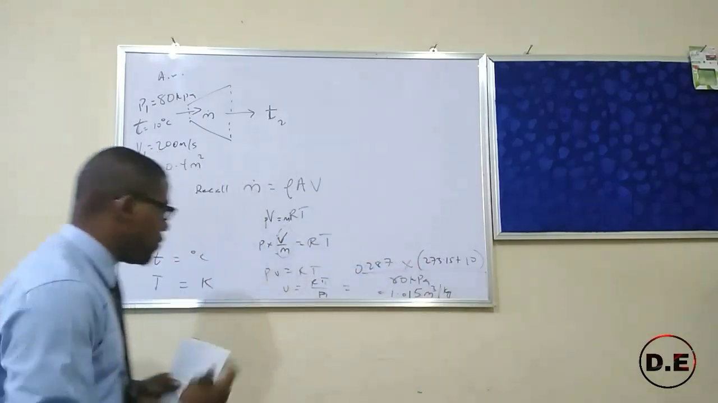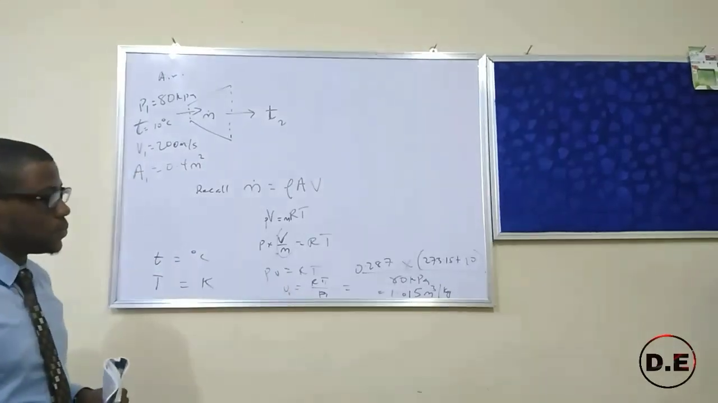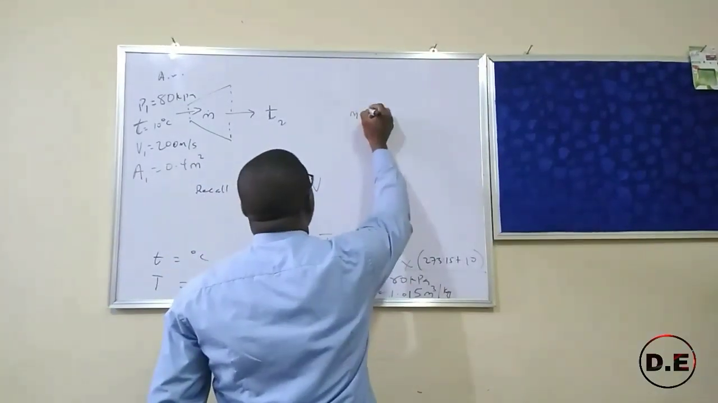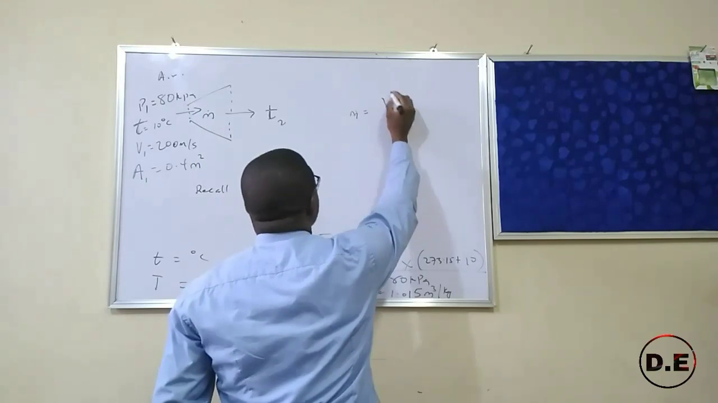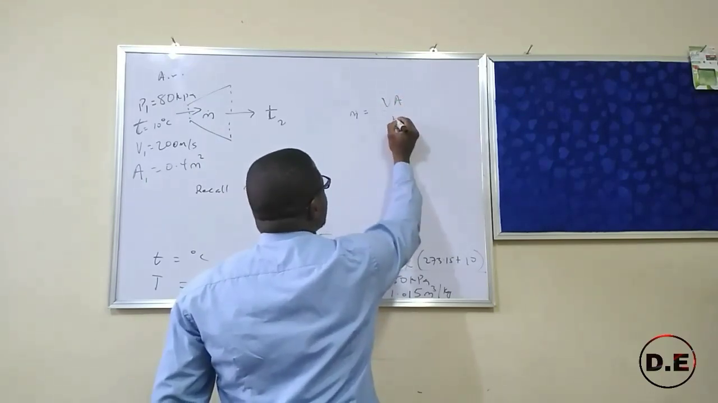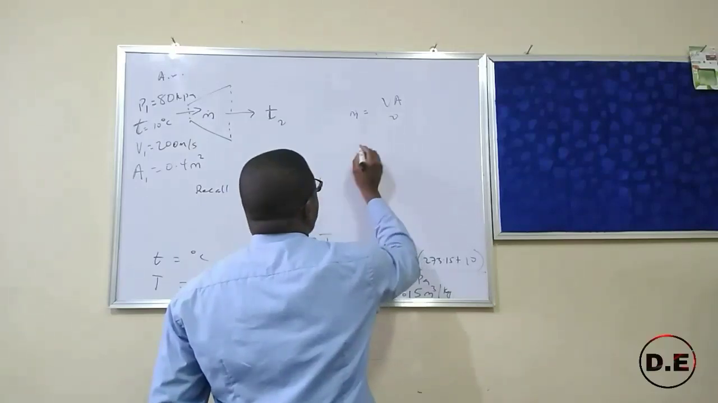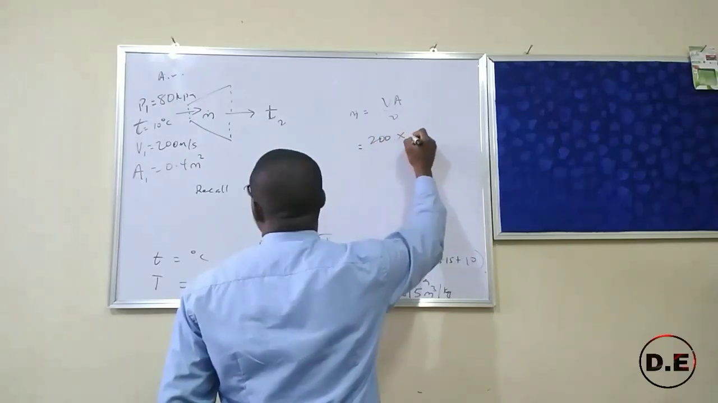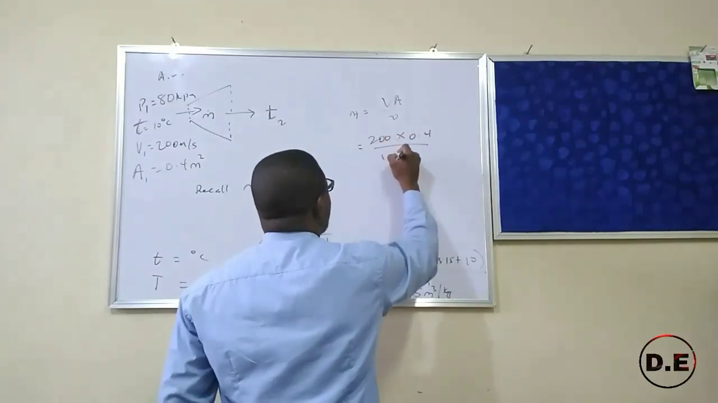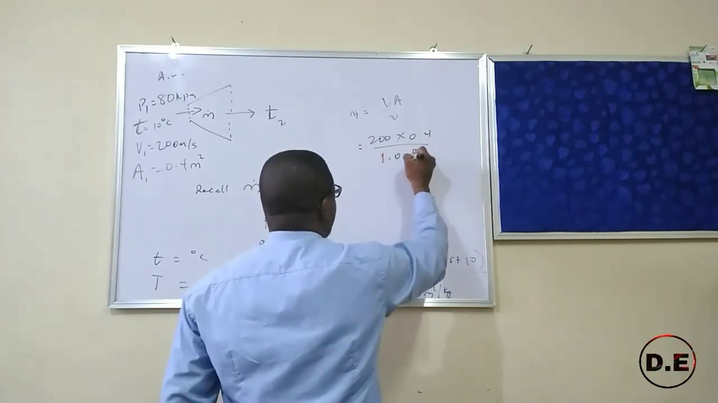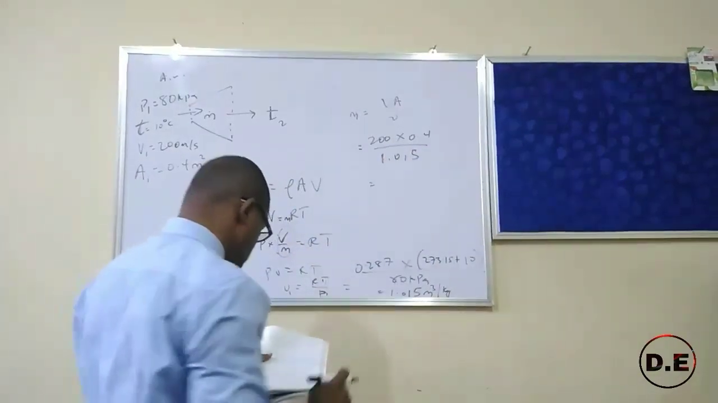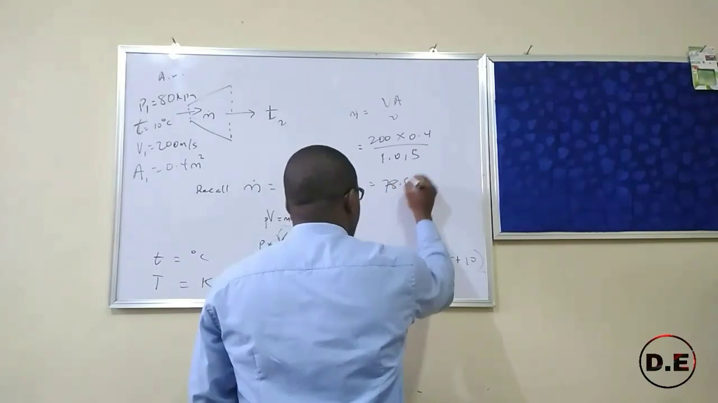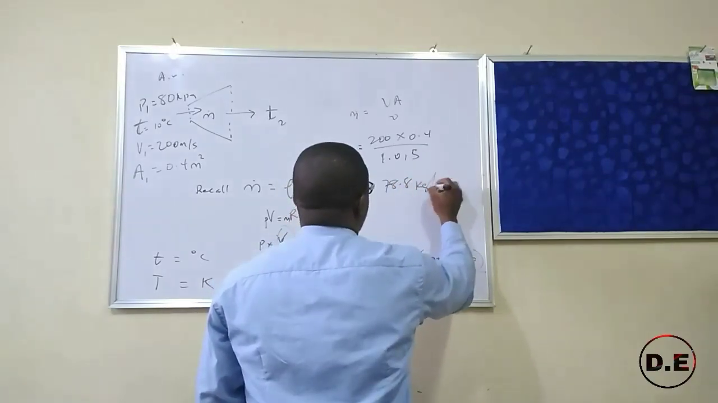Now I have gotten the specific volume, v1. We recall our equation that m dot can also be written as the velocity V times the area A over the specific volume. We derived this equation earlier. So if I put everything into here, I would have the velocity of 200 meters per second times the area of 0.4 divided by the specific volume of 1.015. And this will give me 78.8 kilograms per second.